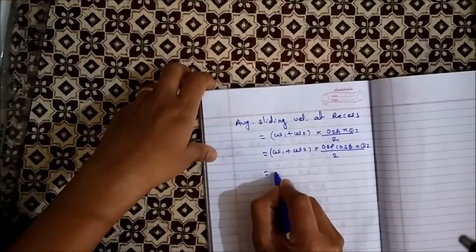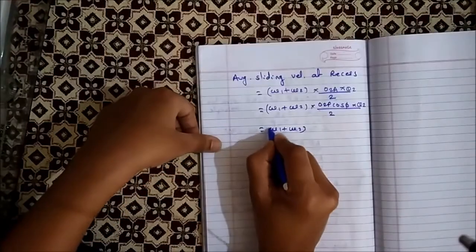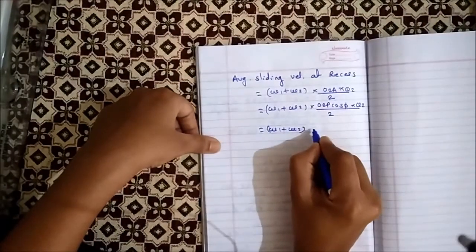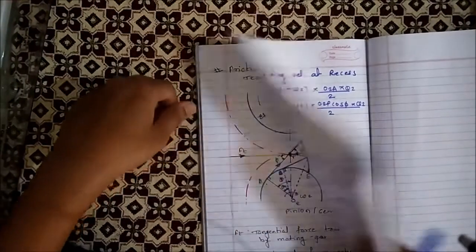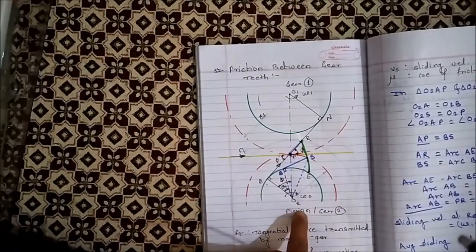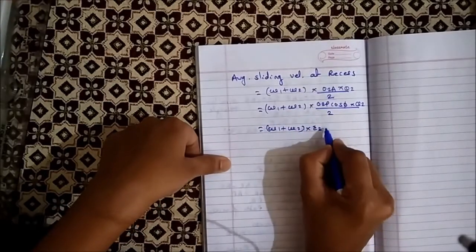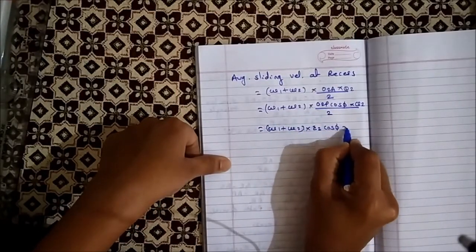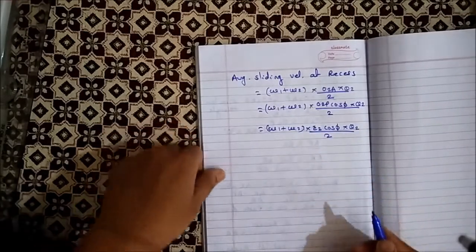So it becomes omega 1 plus omega 2. O to P is nothing but R2, the pitch circle radius of gear 2, or pinion. So instead of that, we'll write R2 cos of phi into theta 2 divided by 2.